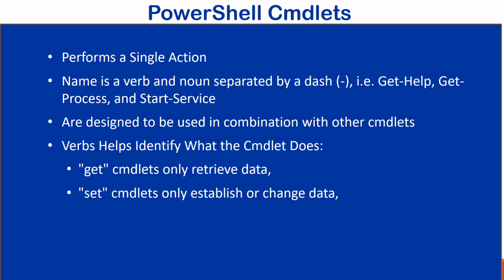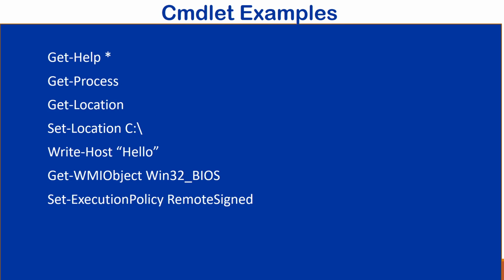The verbs are really nice because they're predefined as to what verbs are available, what you should be using, and so they have documented meanings, what they do. And the verbs are really the center to being able to discover what different commandlets do in PowerShell, and they call that discoverability. So commandlet examples are things like Get-Help, which gives you help on something, and the asterisk just means on everything, but you can get help on a specific commandlet.